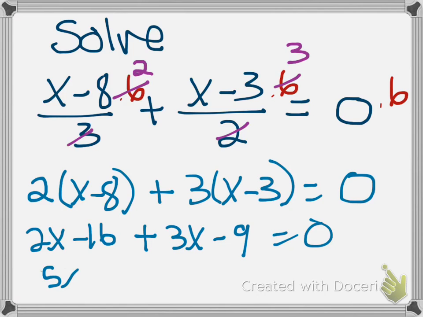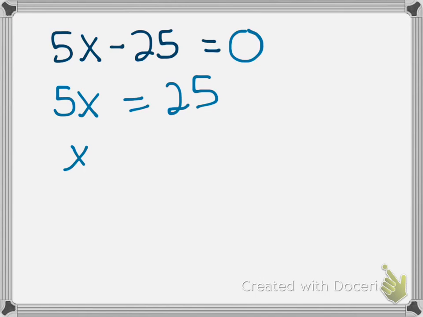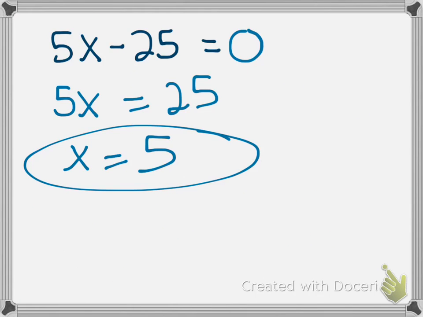Okay, so I ended up with 5x minus 25 equals 0. I've run out of space, I apologize. So 5x minus 25 equals 0. Add 25 to both sides. And you'll end up with x equals 5. Okay, and again, go back and plug it in to check to make sure it worked, and use your calculator if you need. So that's how we solve these rational equations.